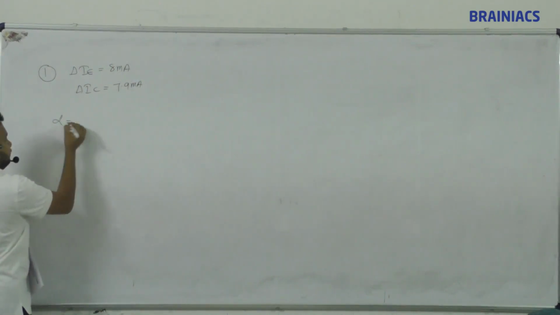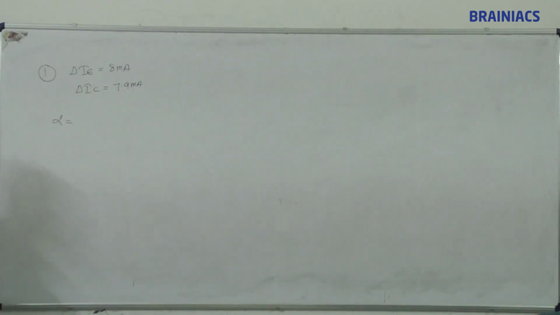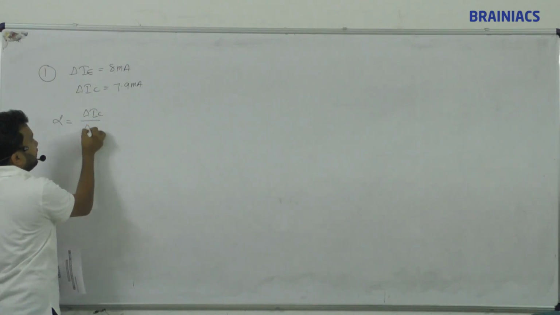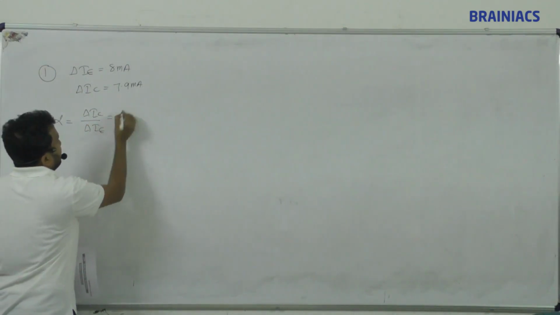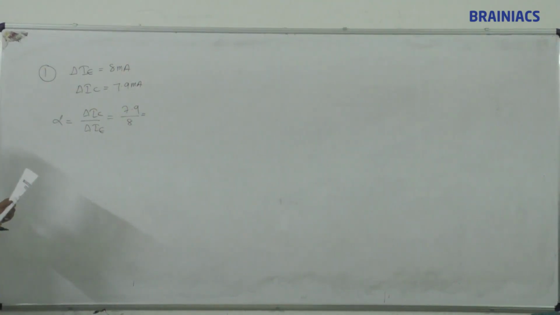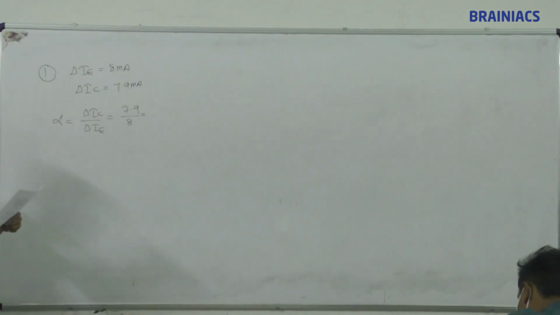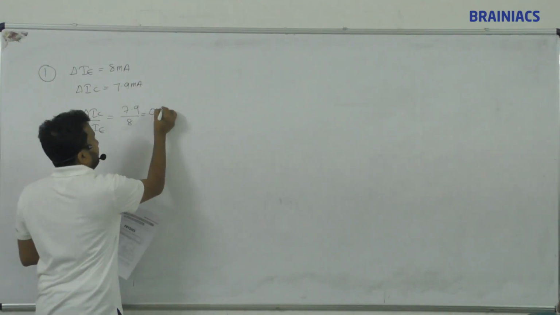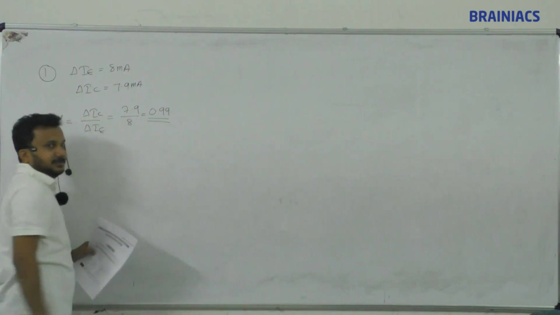What is alpha? IC by IE. In terms of change, we can write delta IC by delta IE. So 7.9 divided by 8. How much will come? If you look into the options themselves, we can see 0.9 and 0.99 options. Alpha is the first parameter. So how much will come? 0.99. Calculation here, that's all. You can do the calculation.